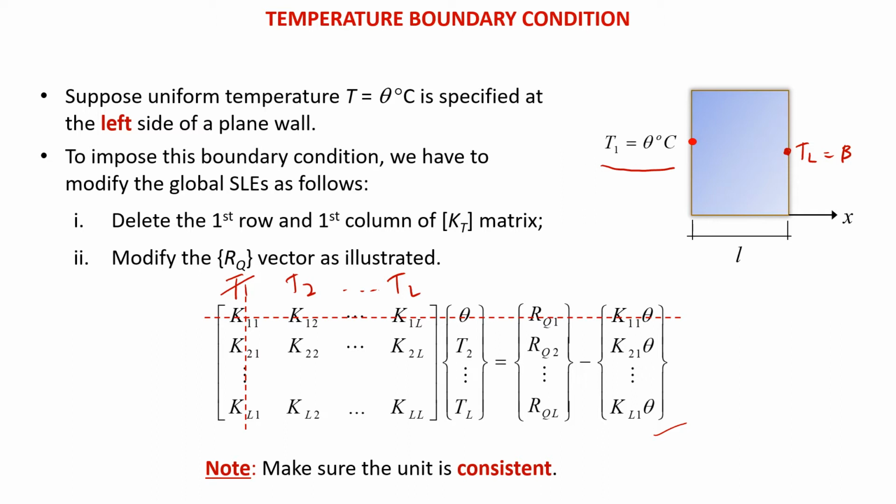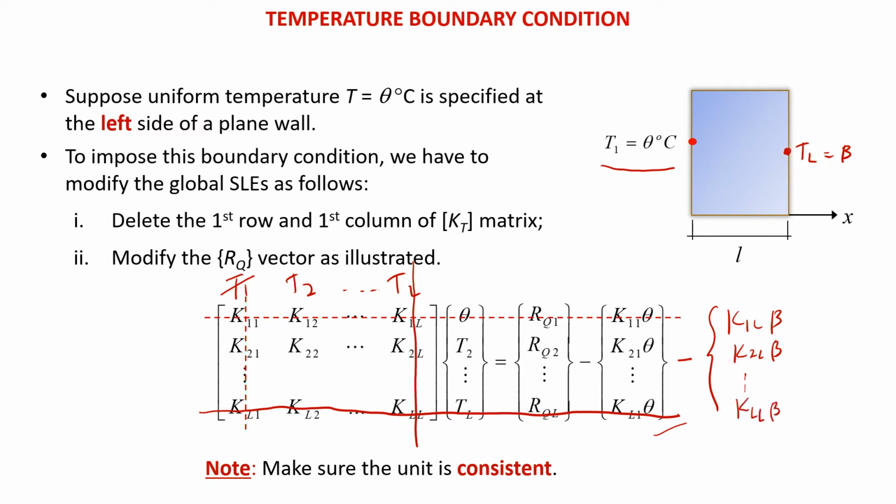In this case, we also need to eliminate the last row and the last column. And we have to modify the right side by including K1L beta, K2L beta, until KLL beta.